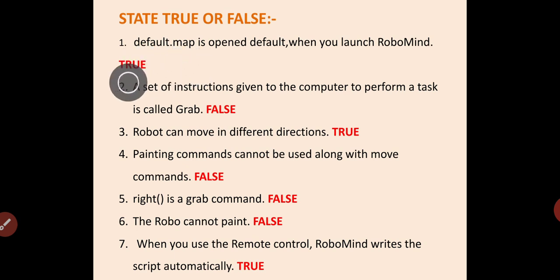So that is true. Next one. A set of instructions given to the computer to perform a task is called a crap. That is false. Already we have seen a set of instructions given to the computer to perform a task is called a what? What we have seen?